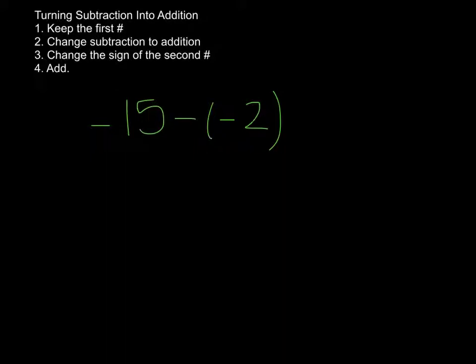The first step tells us that we keep the first number. So negative 15 stays negative 15. Then it says change the subtraction sign to addition. So minus becomes plus, and then we need to change the sign of the second number. So negative 2 becomes positive 2. And now we're just adding. And in this case it's negative 15 plus 2, and that equals negative 13.